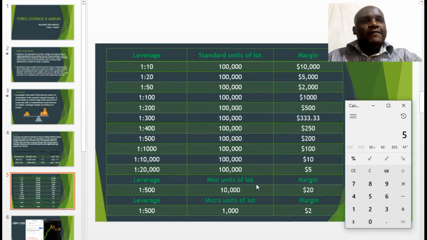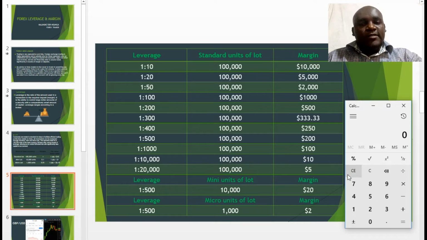Okay, let me also calculate for the main account. When I open an account with a broker, which is a main account, this is how I'm going to calculate the minimum amount that I'm going to deposit. So if I open a leverage of 1 to 500, with a main account, 10,000 units of lots divided by 500 is going to give me $20. So $20 is the amount that I'm expected to deposit.